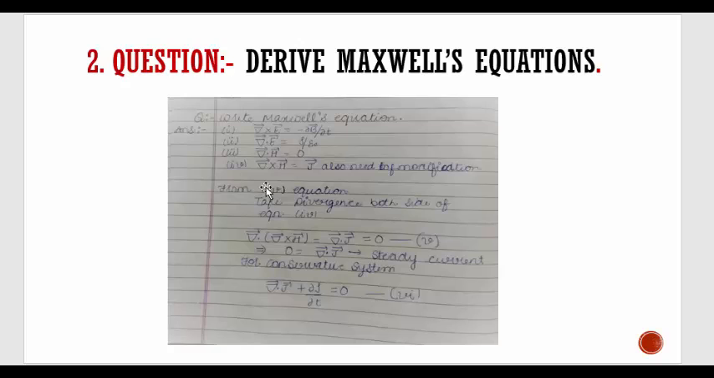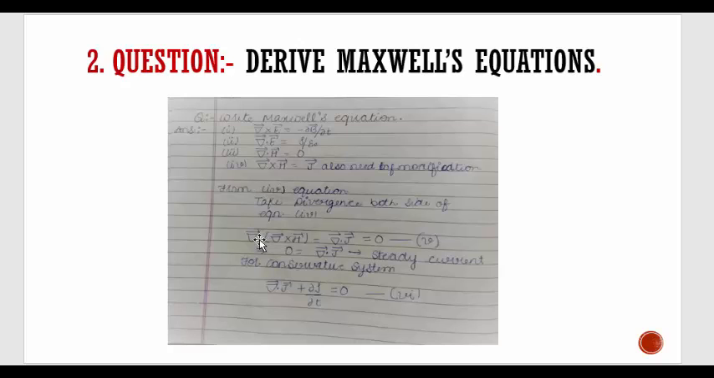Here all the above three equations are correct for the time varying field. The fourth equation is not good for the time varying field, so we need to modify it. From equation number 4, take divergence on both sides. Taking divergence is simply multiplying the del with the vector quantity.